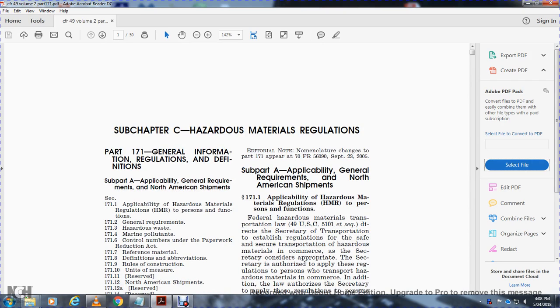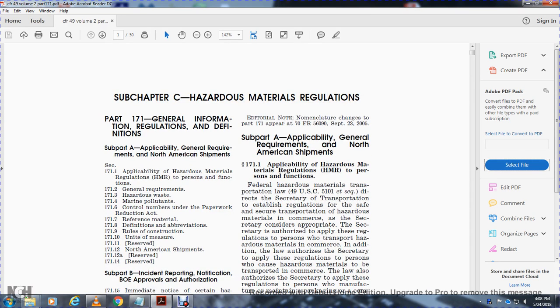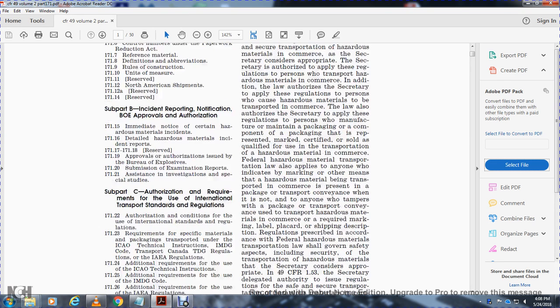Subchapter C, Title 49, Volume 2, Subpart C, Hazardous Materials Regulations, Part 171, General Information, Regulations, Definitions: applicability, general requirements in North American shipments, applicability of the hazardous materials regulations to persons and functions, general requirements, hazardous waste, marine pollutants, control numbers under the Paperwork Reduction Act, reference material, definitions, abbreviations, rules of construction, units of measure, reserved, North American shipments, reserved and reserved.